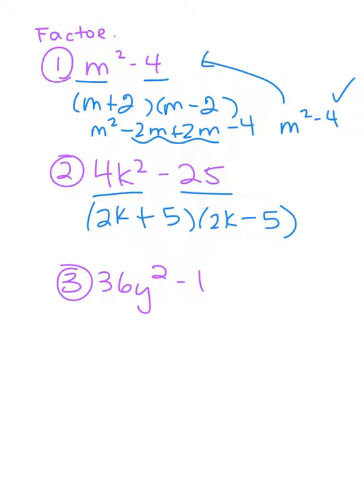And number 3, same thing. I'm going to look for a greatest common factor, which I don't have. 36 is a perfect square, so is y squared, and so is 1. Remember, 1 is a perfect square. It's 1 times 1. So I'll set up my binomials.